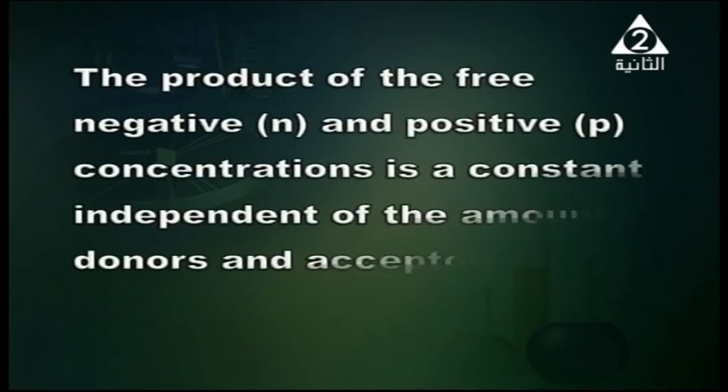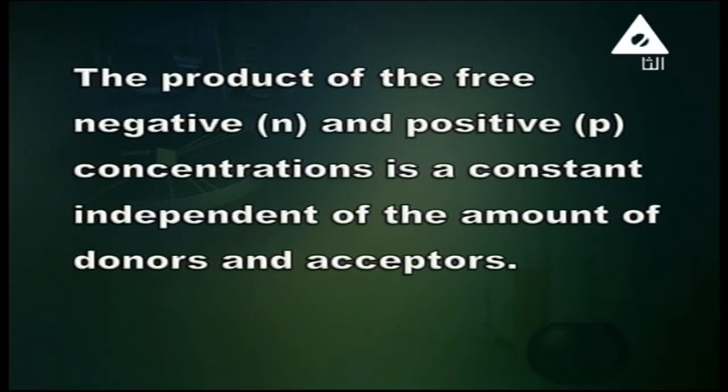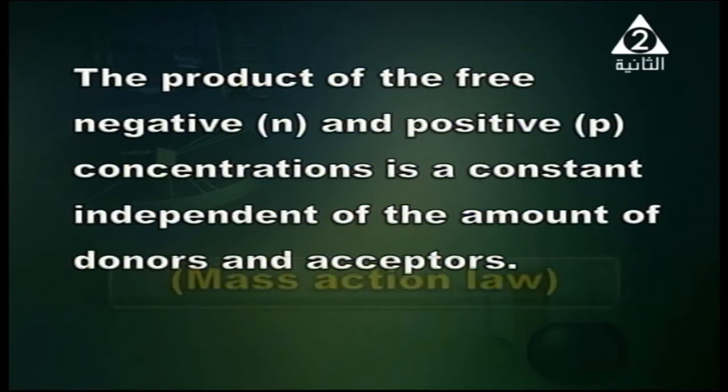Okay, another scientific term. The product of the free negative concentration, denoted by small n, and the positive concentration, denoted by p, is a constant. And what about this constant? It is independent of the amount of donors and acceptors. What is this? It is mass action law.